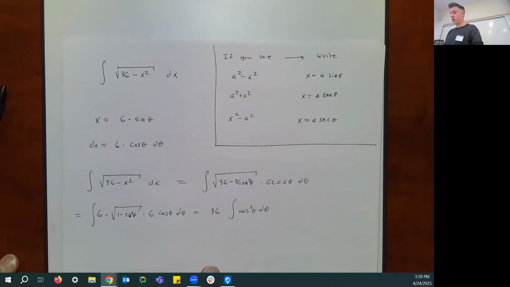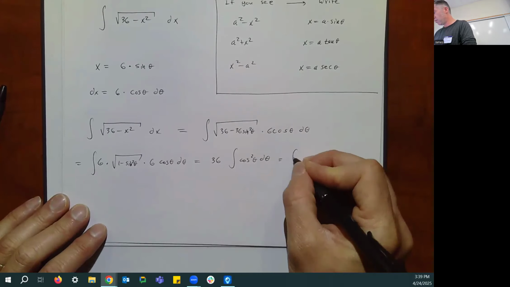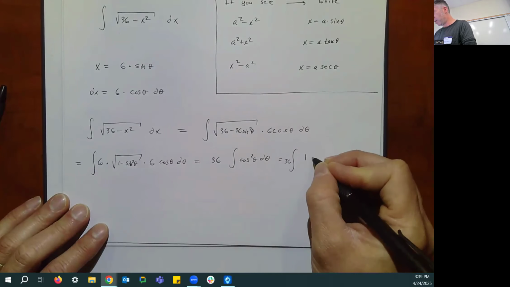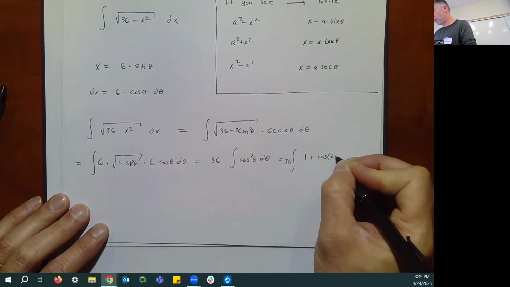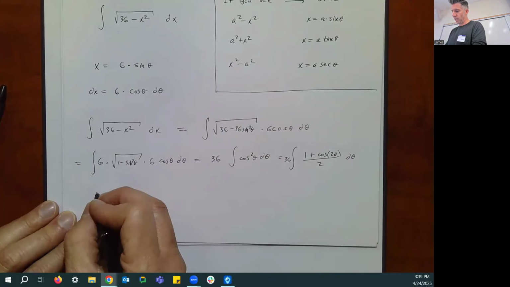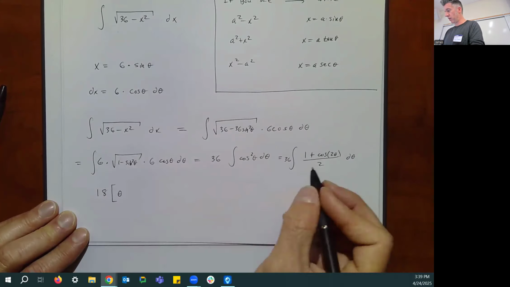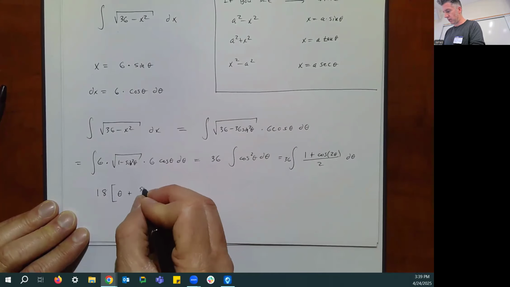Cosine to an even power. Gotta use that trig identity where it's 1 plus cosine of 2 theta, divided by 2. Bring out the 1/2, you get 18. Integrate 1, you get theta. Integrate cosine 2 theta, you get sine 2 theta divided by 2.